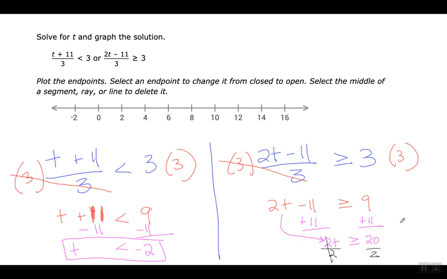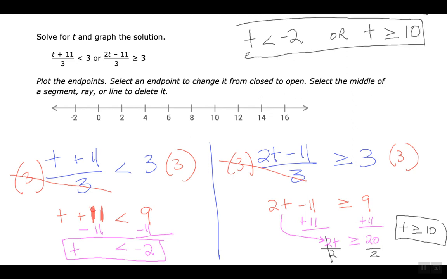So when I divide both sides by 2, I'm going to get t greater than or equal to 10. Alright, and this one has or in it, so my answer is going to be t less than negative 2 or t greater than or equal to 10. And to graph it, t less than negative 2 or t greater than or equal to 10.